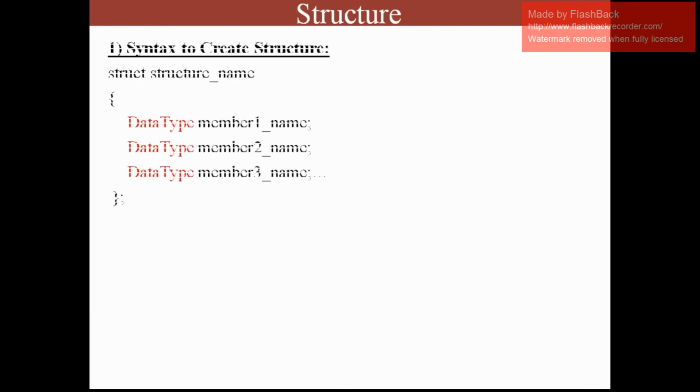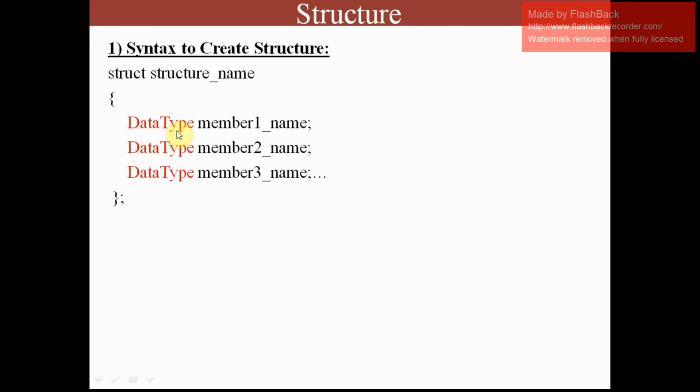We will see the syntax of structure. To create a structure, we have to follow this syntax. First, we have to give the keyword, that is struct. Then we have to give the structure name. The structure name can be anything like student, employee, or college, whatever it may be. Then we have to give the open brace. After the open brace, we have to create the structure members. What is a member? The required data.